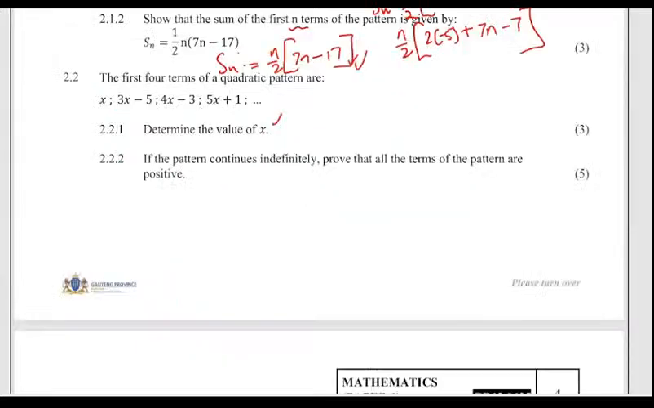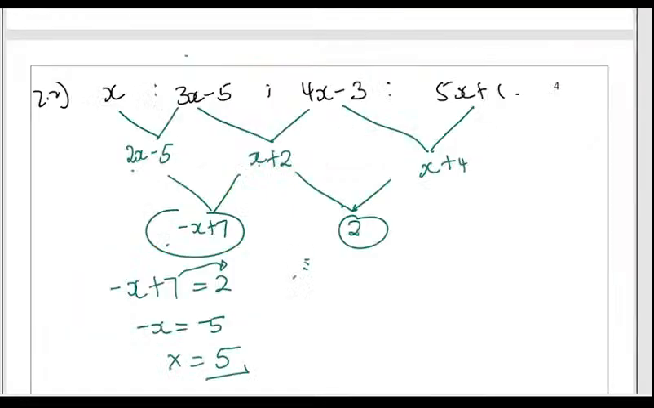Then we're saying 2.2.2, if the pattern continues indefinitely, can we prove that all the terms of the pattern are positive? For us to prove this, the question is indirectly asking us to determine the Tn, because with the Tn or the general term, that's when we can really define whether the pattern is positive or negative.